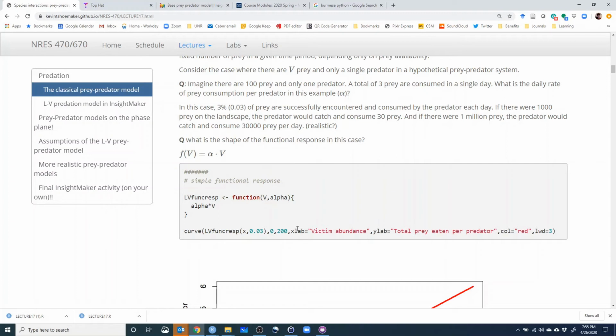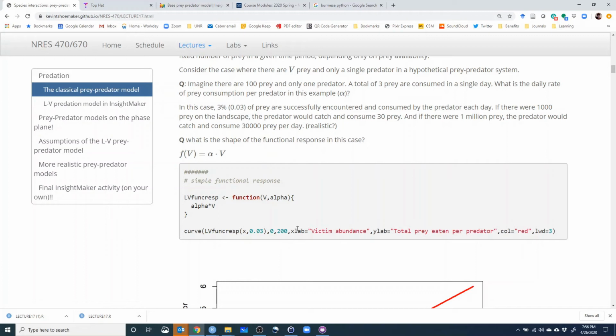Now, we can assign that rate a constant, alpha. In this case, 3% of prey are encountered by predators and consumed by the predator each day. If there were 1,000 prey in the landscape, that predator could catch 30 prey, right? Still, 3% of 1,000 is 30. So that predator would consume 30 prey. Because there's more prey in the landscape, there's more chance of bumping into one randomly. And if there were 1 million prey, the predator would catch and consume 300,000 prey per day.